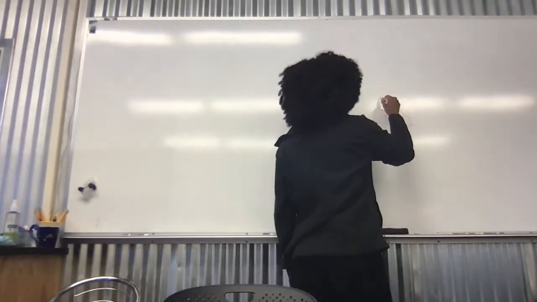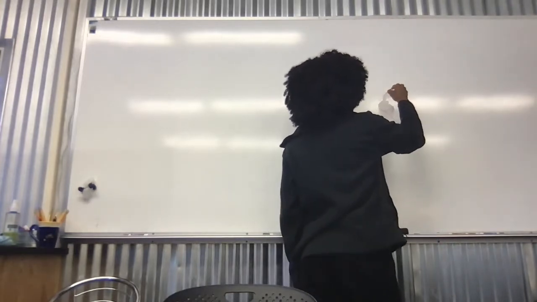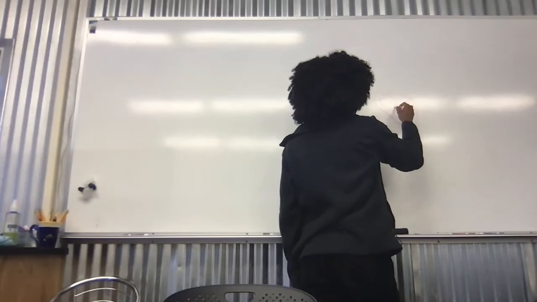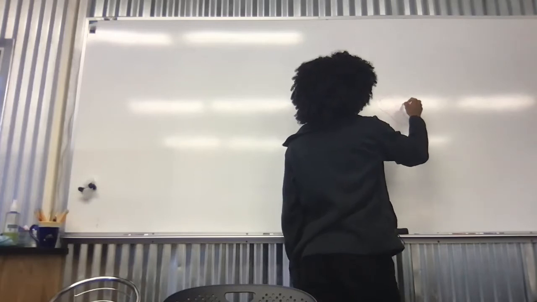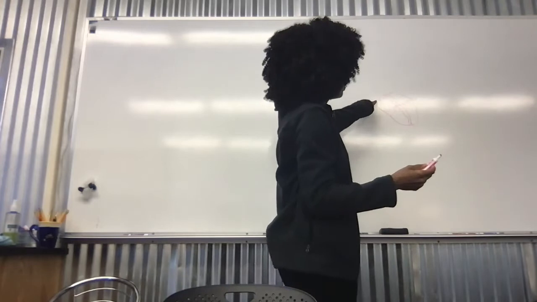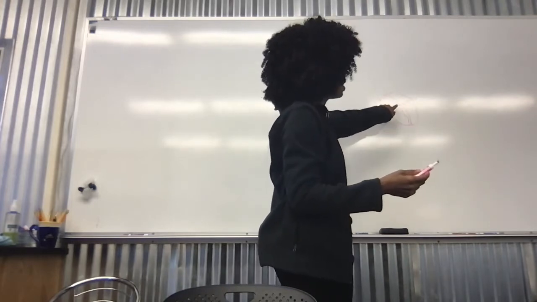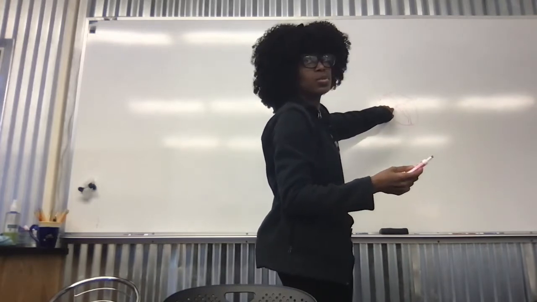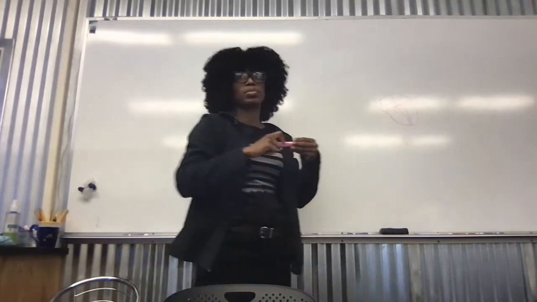So we have the SA node, which is here, that signals and contracts this. And then we have the AV node that is here that signals and contracts that. So if this is broken, they're going to replace this with a pacemaker, but they can also put the pacemaker here too. Can you see it?